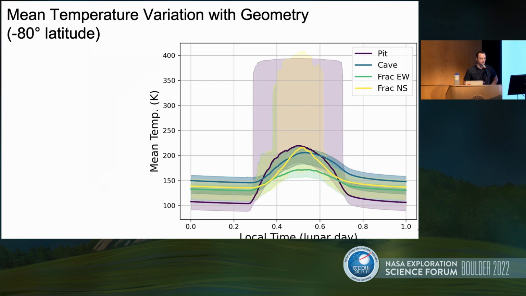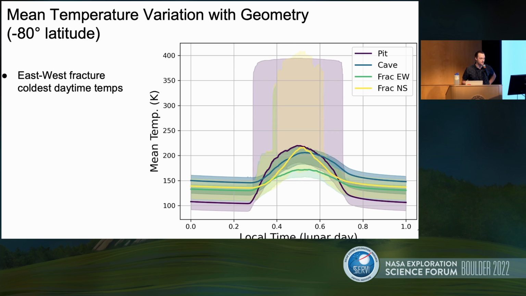This plot shows you the mean temperature within one of four different geometries over the course of a lunar day. The purple is for that cylindrical pit. The blue is for that cave attached to the cylindrical pit. The green is an east-west oriented fracture, and the yellow is a north-south oriented fracture. The shaded regions show you the max and min temperatures at any particular time in one of those features.